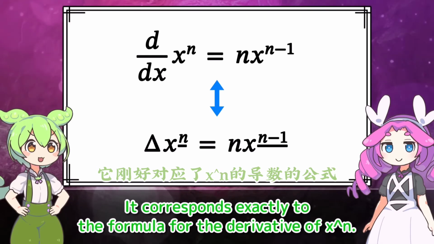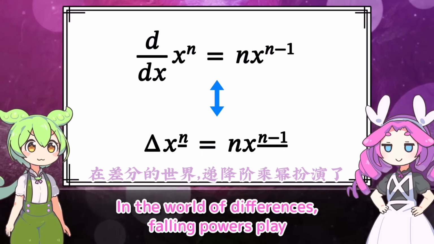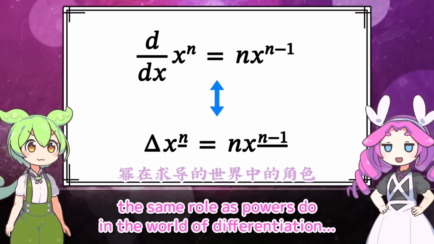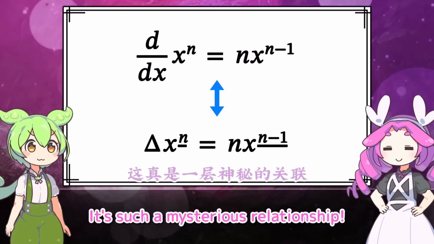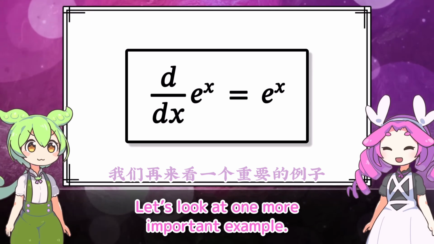It corresponds exactly to the formula for the derivative of x to the n. In the world of differences, falling powers play the same role as powers do in the world of differentiation. It's such a mysterious relationship. Let's look at one more important example.